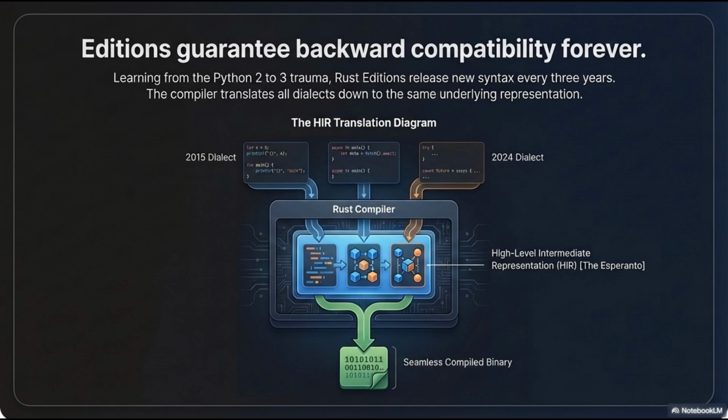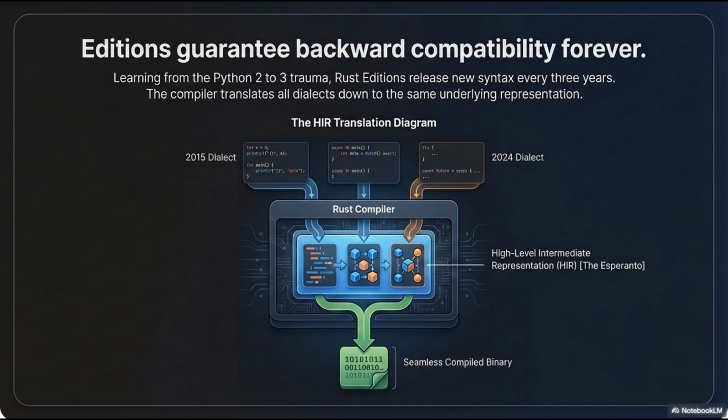The compiler acts as a master translator. It takes that 2015 dialect, and it takes your brand new 2024 dialect, and it translates both of them down into a universal underlying Esperanto. So the underlying compiler representation of the Esperanto hasn't fundamentally changed, even if the surface syntax has. Exactly. Under the hood, they both compile down to the exact same high-level intermediate representation, or HIR.